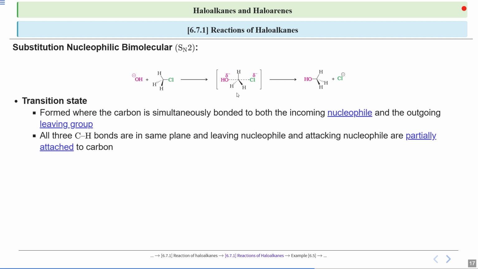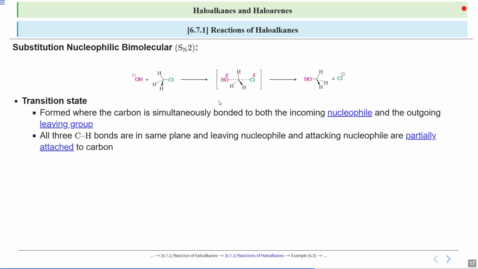So after this transition state is attained by the molecule, the carbon has 5 bonds: one between the oxygen and the carbon, which is forming, one between the carbon and chlorine, which is breaking, and the bonds between the carbon and hydrogen. In this transition state, all 3 carbon-hydrogen bonds come in the same plane, and the leaving nucleophile and the attacking nucleophile both are partially attached to the carbon.